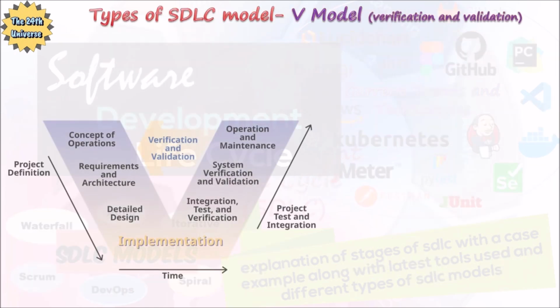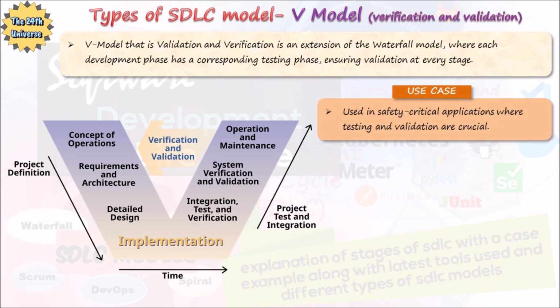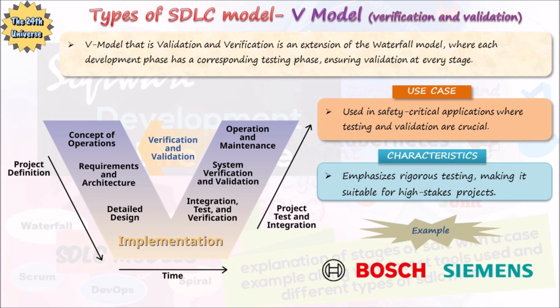V model, that is validation and verification, is an extension of the waterfall model where each development phase has a corresponding testing phase, ensuring validation at every stage. V model is used in safety critical applications where testing and validations are crucial. The characteristics of V model emphasizes rigorous testing, making it suitable for high-stakes projects. Example companies that use V model are Bosch, Siemens, often used in automotive and medical device software.